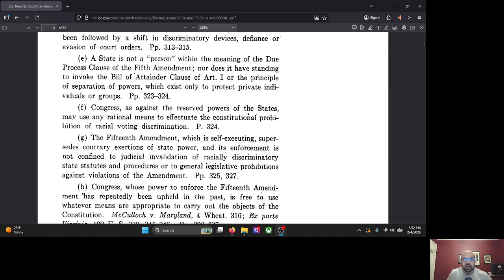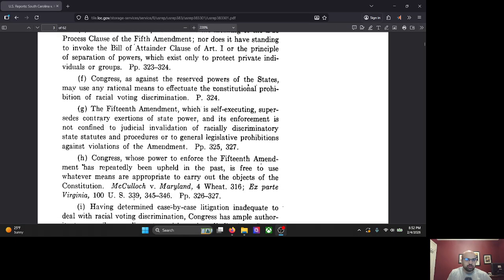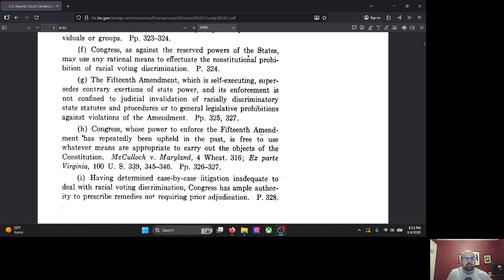Congress, as against the reserved powers of the states, may use any rational means to effectuate the constitutional prohibition of racial voting discrimination. The 15th Amendment, which is self-executing, supersedes contrary exertions of state power, and its enforcement is not confined to judicial invalidation of racially discriminatory state statutes and procedures, or to general legislative prohibitions against violations of the amendment. Congress, whose power to enforce the 15th Amendment has repeatedly been upheld in the past, is free to use whatever means are appropriate to carry out the objects of the Constitution.